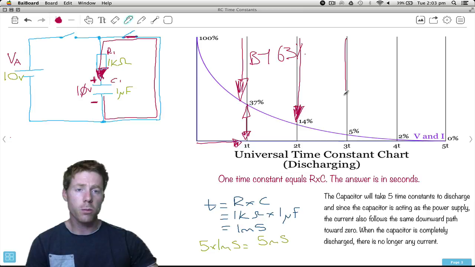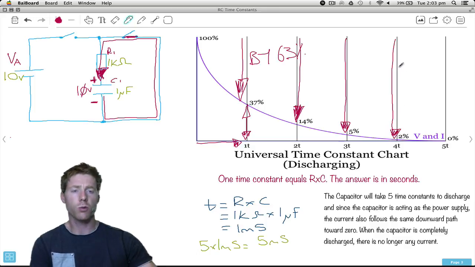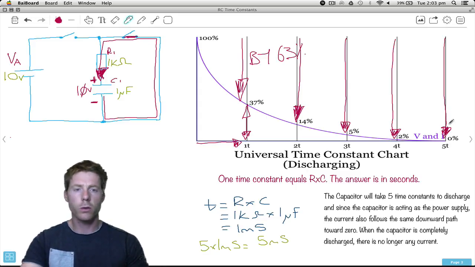And then after the next 1 millisecond, we've dropped down by 95%. So we're sitting at 5%. So after 4 milliseconds, we've dropped down by 98%. We're sitting at 2%. And then finally, after the full 5 milliseconds has taken place, we're sitting down at 0 volts, 0%.